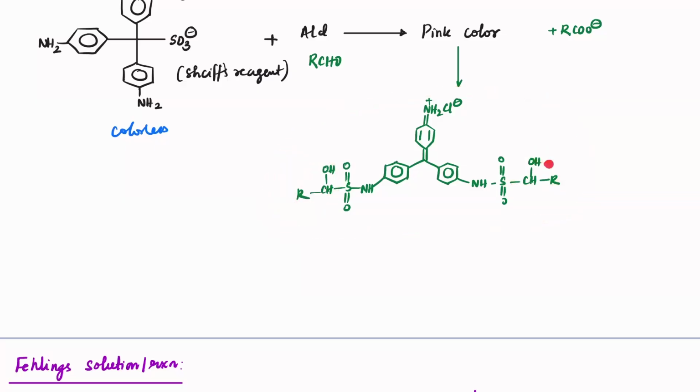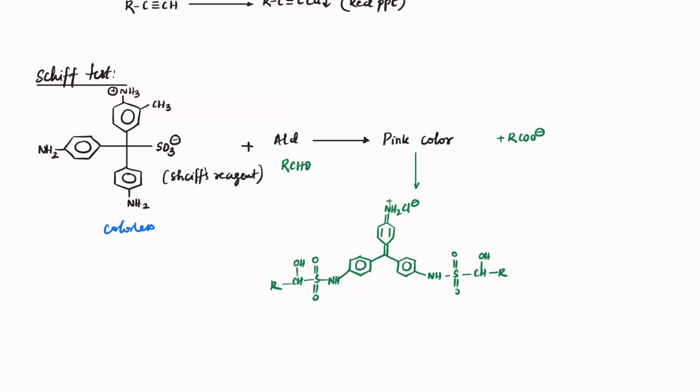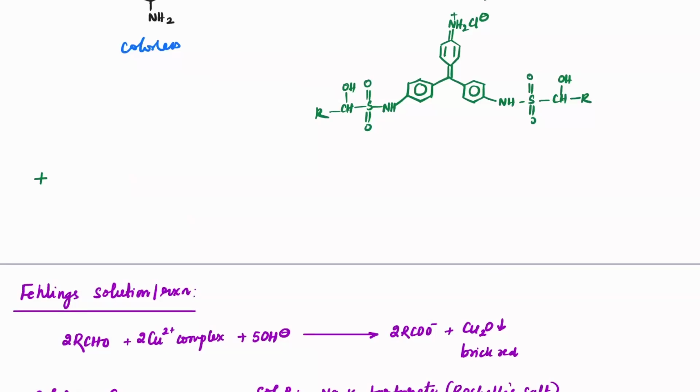And eventually from here it gets oxidized to RCOO minus. So I think Schiff's test is clear. Now, Schiff's test will give a positive test with benzaldehyde also, and glyoxal. Unlike Fehling's and Benedict's, this will still give you a positive test with these two.